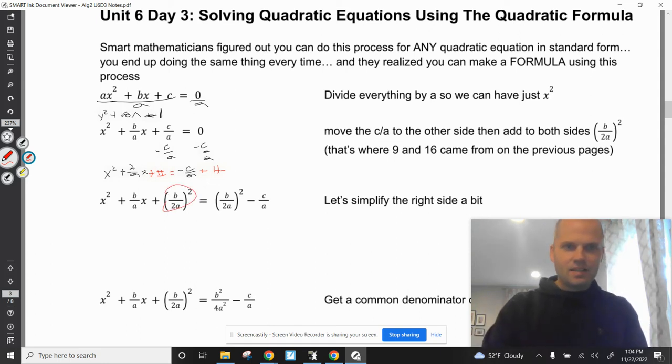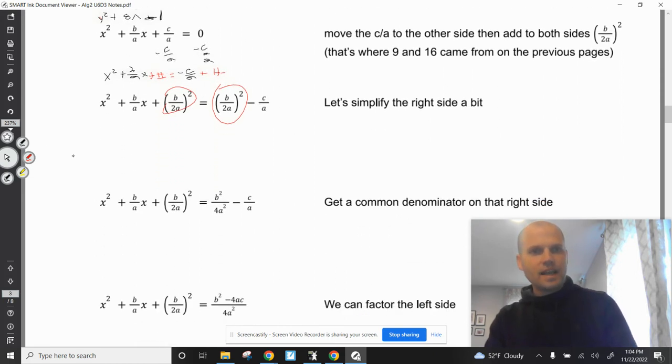8 divided by 2 is 4. Times a was 1. Squared is 16. So it's like you took the number, you split it in half, and then square it, as long as a is 1. And they're like, all right, I'm going to add that to both sides. They then simplified the right side a bit. They decided to square the top and square the bottom over here. This is how this turns into b squared over 4a squared. But they kept this like this on this side.